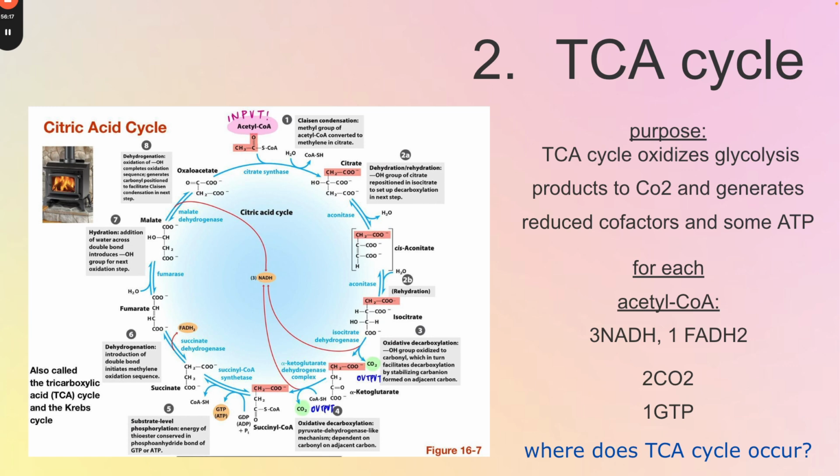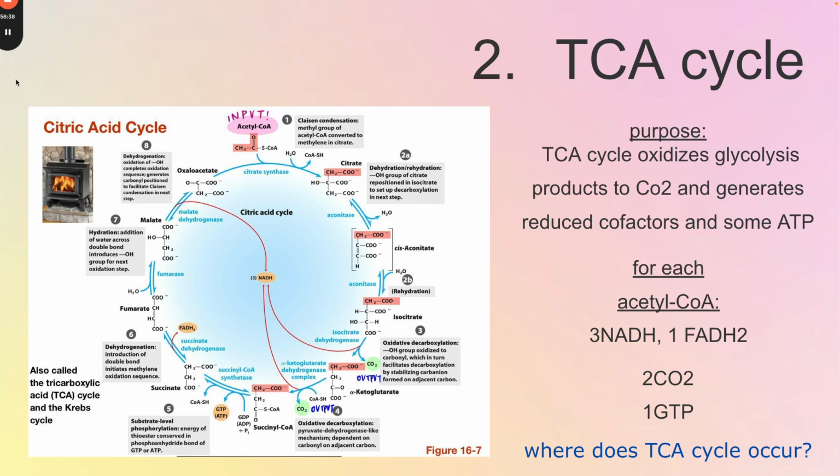All right, so now we have our acetyl-CoA molecule generated. Now it can actually go through the TCA cycle. The purpose of this is to oxidize all of our products from glycolysis, and it's going to generate our cofactors and some ATP. It's a very minimal amount, but the key thing is generating the cofactors that will then be used in the electron transport chain.